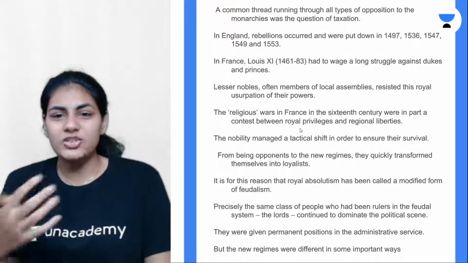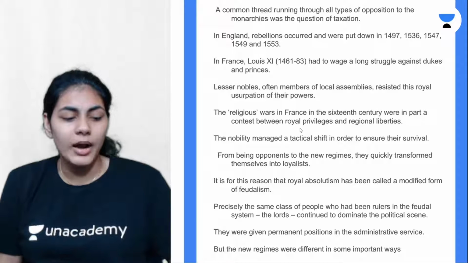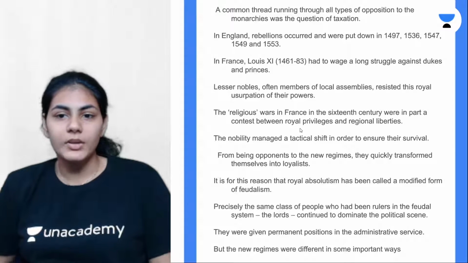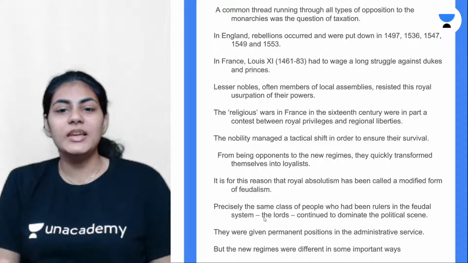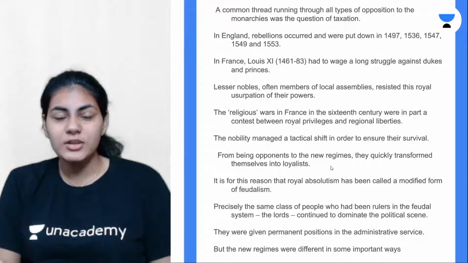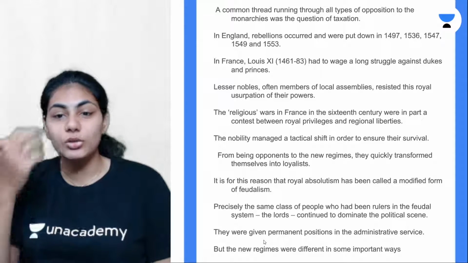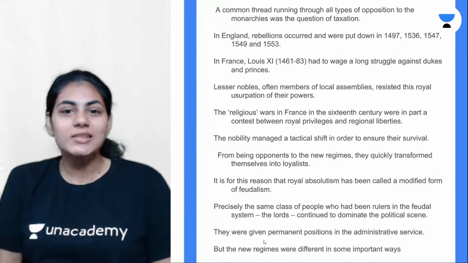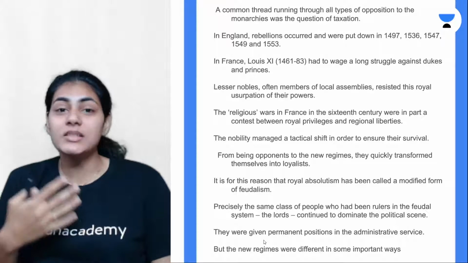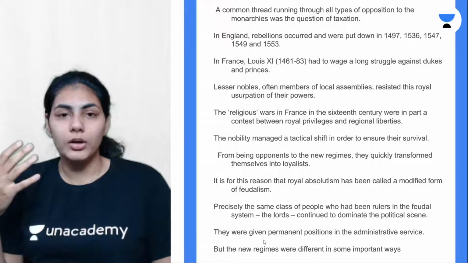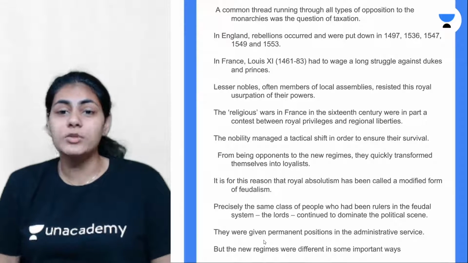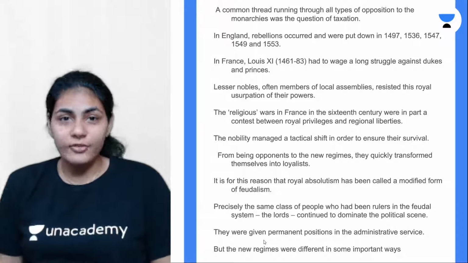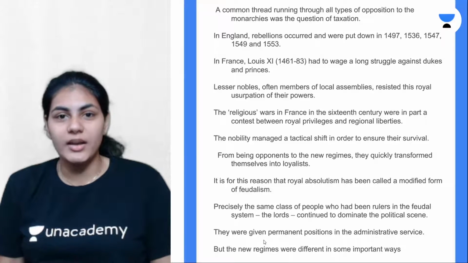They adopted all these strategies, all these tactics to somehow reduce the power of the king, but they were not successful enough. And from being opponents to the new regimes, they quickly transformed themselves into loyalists. What a quick shift here. Till a certain point of time, they had been trying so hard to stop the king from becoming so powerful, and all of a sudden they realized that they are failing in whatever strategies they're adopting.